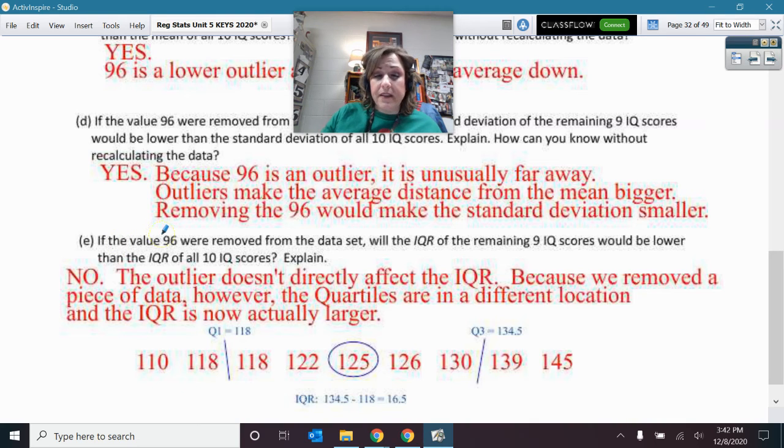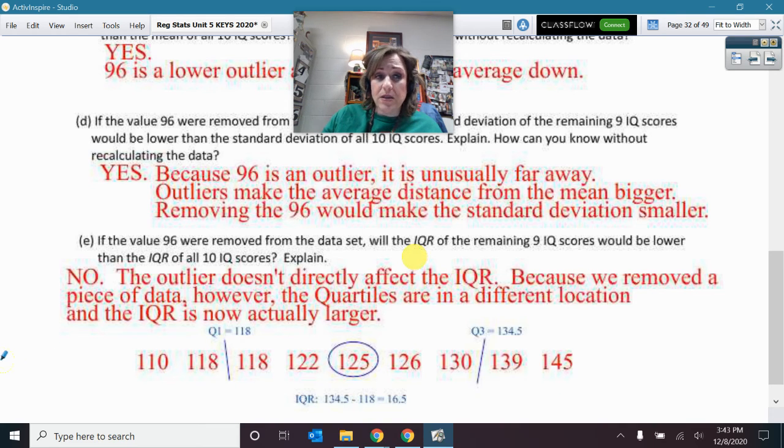Now, if the value 96 were removed from the data set, will the IQR of the remaining 9 scores be lower than the IQR of all 10 scores? So I recalculated that because I thought since they're removing one piece of data, that kind of shifts where the mean and the median and all those kinds of things are. So I went ahead and recalculated. So the idea was that the outlier does not directly affect the IQR.